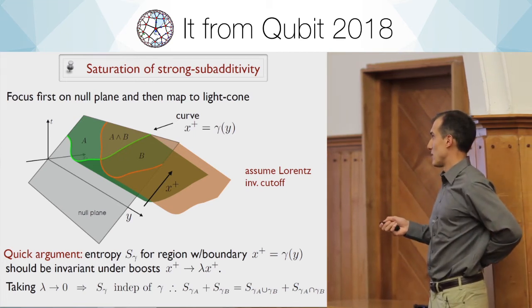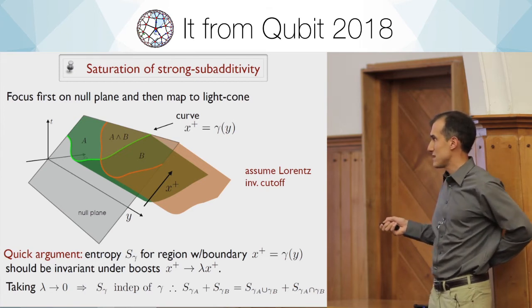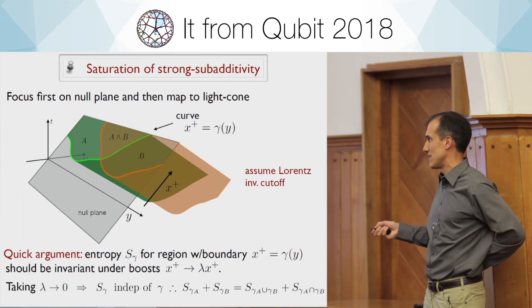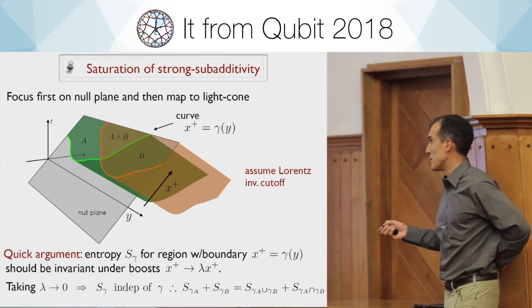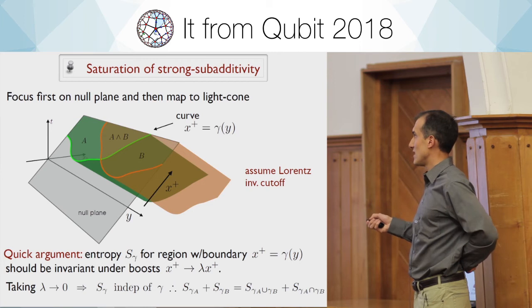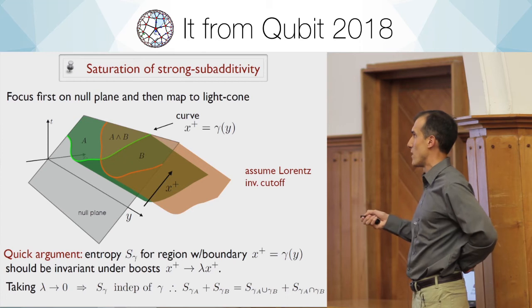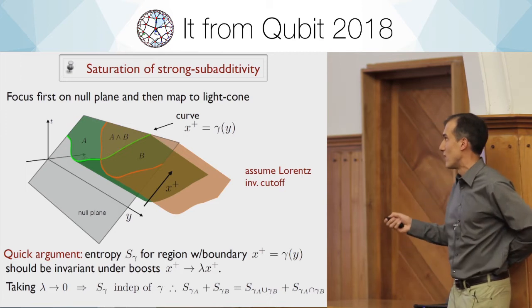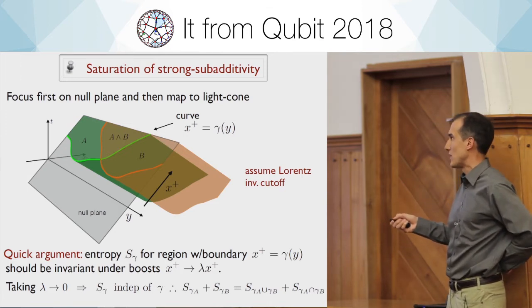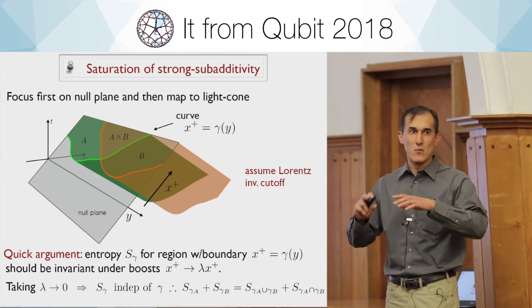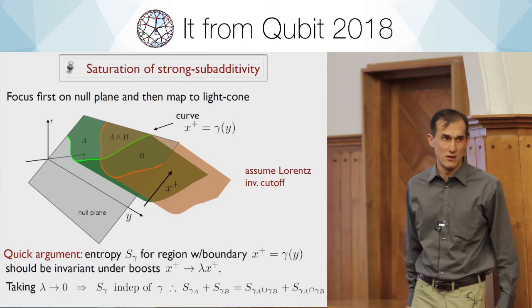So basically, this is the setup. I'll be thinking about some null plane with a coordinate x plus, so the normal coordinate will be x minus, and then all the other d minus 2 transverse coordinates are denoted by y. Okay? And then we'll consider regions A and B, which are here, and they are described by some arbitrary curve on this null plane. I'll denote this curve by gamma of y. So for example, here x plus is given by some curve gamma of y. So these regions are all characterized by curves like this, and the entropy depends only on geometric properties of the curve. Okay, I'll then map this to the cone, and then this will be regions whose boundary is lying on the light cone.